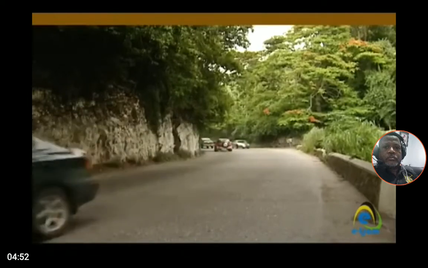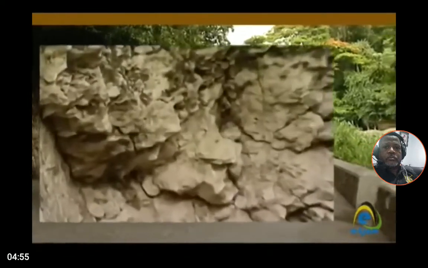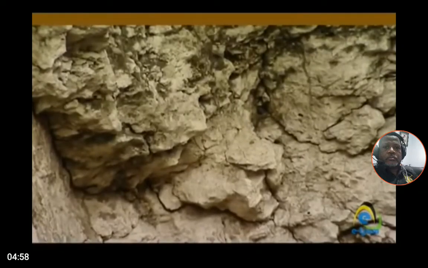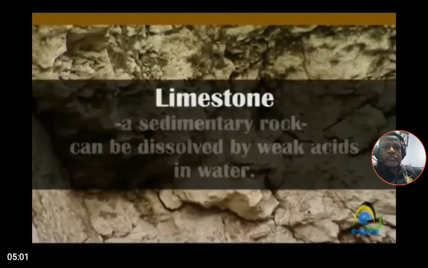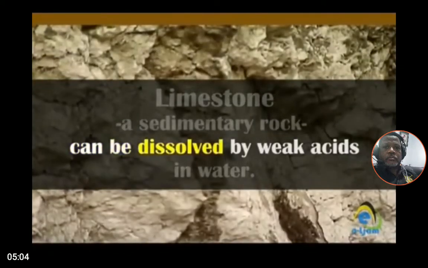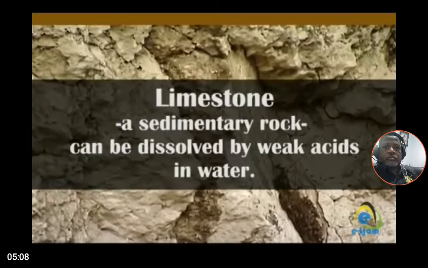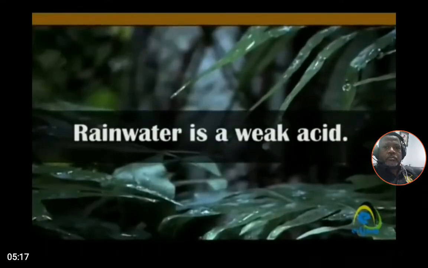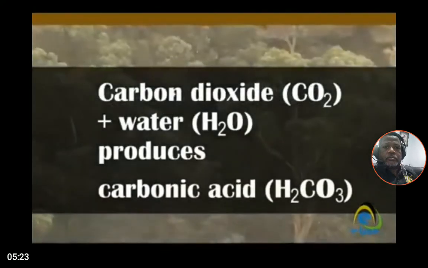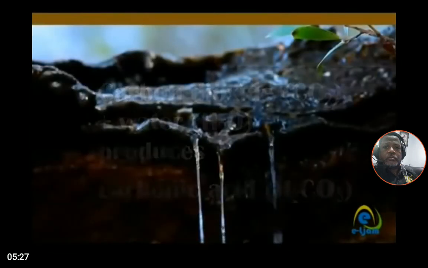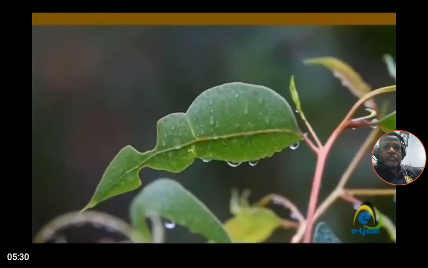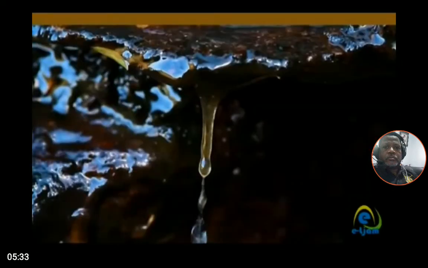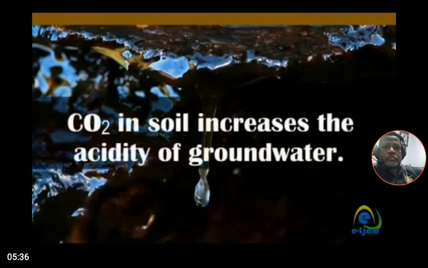What is it about limestone that produces karst scenery? Limestone is a hard rock, but it can be dissolved by weak acids in water. You may not realize it, but rainwater is slightly acidic. When rain falls, it mixes with the carbon dioxide that is present in air and forms carbonic acid. This weak acidic solution falls to earth and becomes even more acidic as groundwater due to the presence of carbon dioxide in soil.